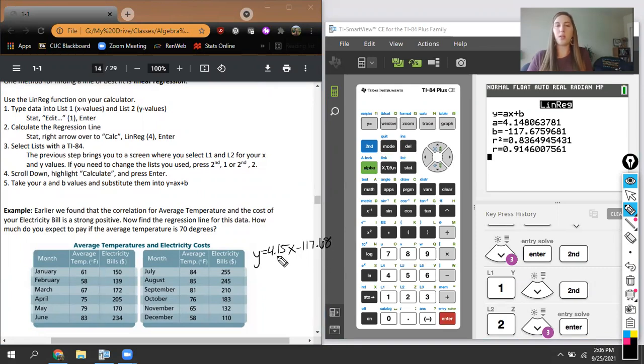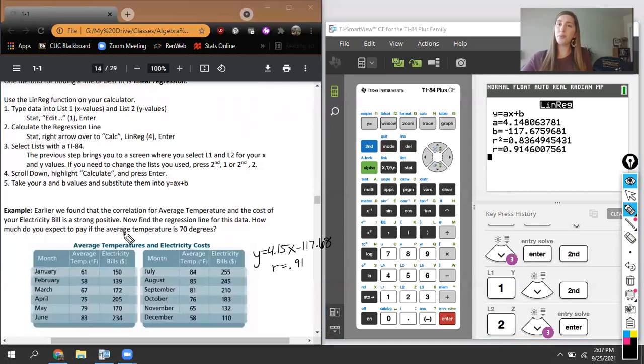I always like to round to the nearest hundredth or thousandth just for accuracy. And then I'm also going to write down this R value here. R equals 0.91. We will talk a little bit more about the R value in just a little bit, but let's go ahead and answer the rest of this question.